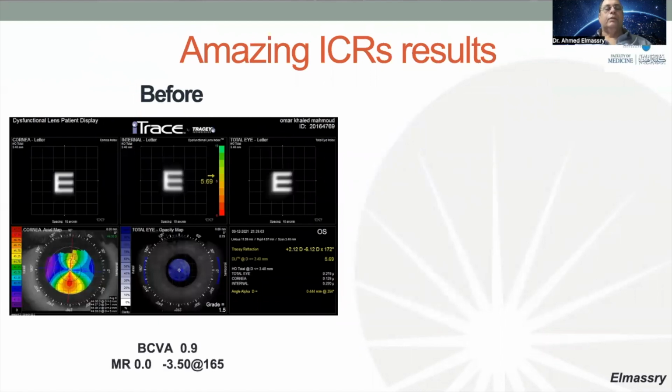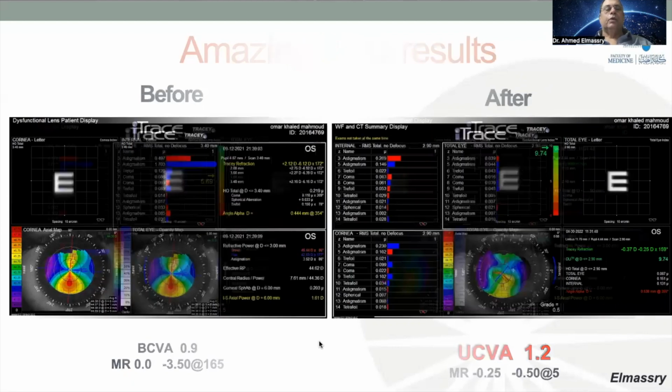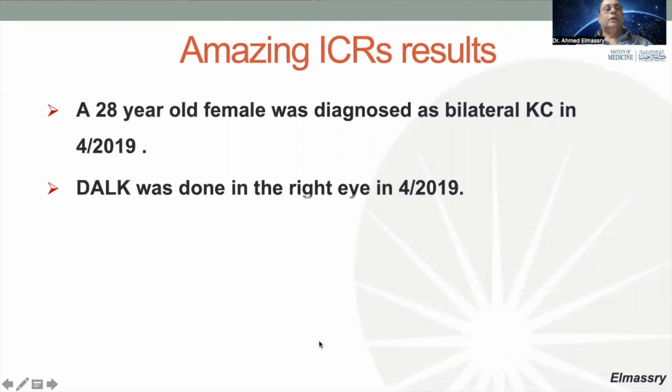Another patient, again with best corrected visual acuity with -3.5 of astigmatism, was corrected up to 1.2 unaided, depending on the refraction of the Tracey, which helps in the nomogram of the intracorneal ring segments. It shows how this topography became more regularized after insertion of the rings with the help of the Tracey, and is more convincing to the patient. This is a 28-year-old doctor who was diagnosed with bilateral keratoconus in April 2019.